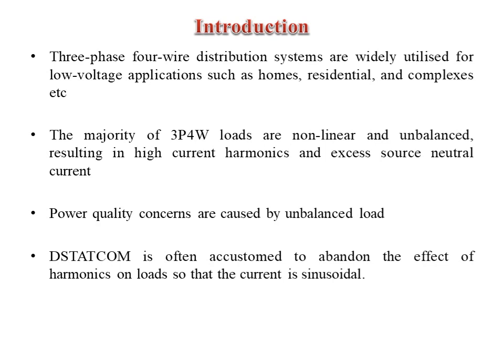A four-wire distribution system supplies single-phase loads like fans, refrigerators, and other household appliances, computer loads, SMPS, electric drives, etc. This leads to harmonics and enhances the neutral current. The neutral current passes through the neutral conductor and is the source of third harmonic within the distribution side. Dstatcom, that is distribution static compensator, is often used to abandon the effect of harmonics on load so that the current is sinusoidal.